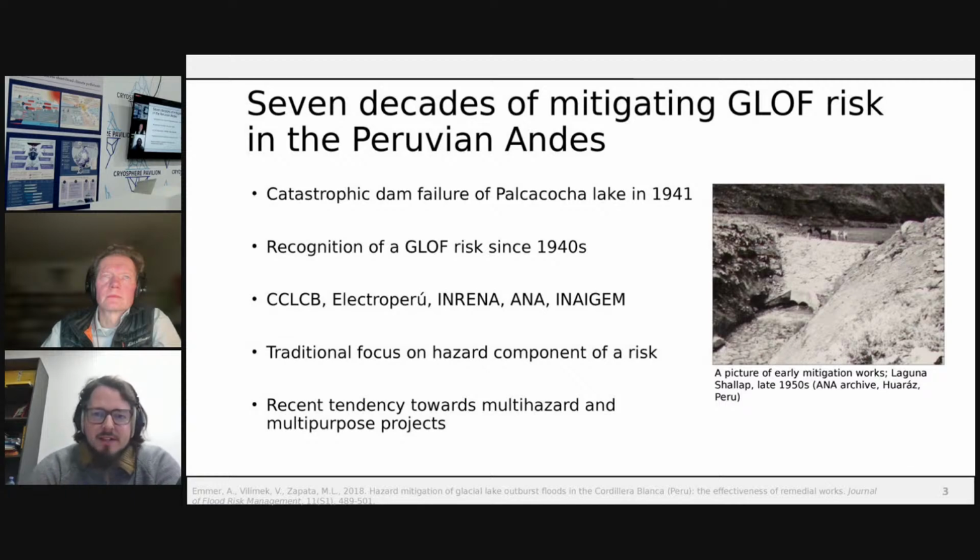So since that time, since the 1940s, GLOF risk has been recognized in the Peruvian Andes, and several institutes have been established. First, this was CCLCB, later on replaced by ElectroPeru, INRENA, ANA, and most recently INAIGEM. Traditionally, their focus is on the hazard component of risk, but more recently there is a tendency towards multi-hazard and multi-purpose projects.